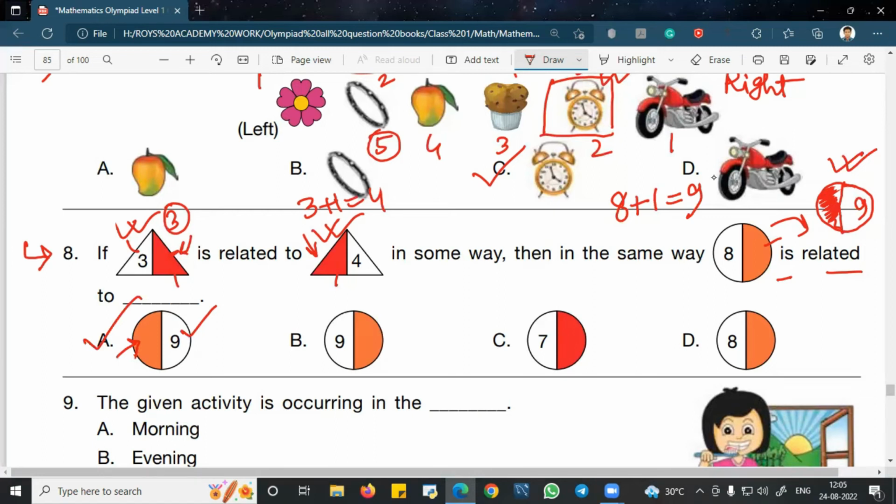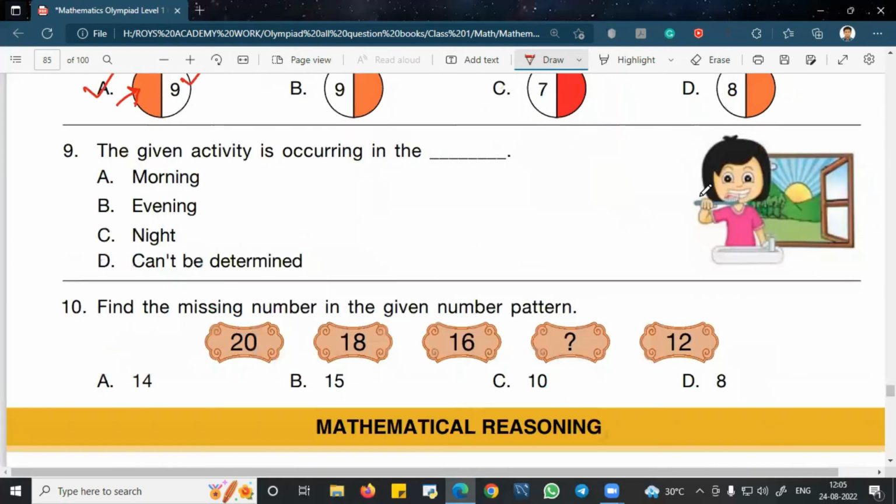Okay, dear student. Now we have to discuss the next one, that is an image or figurative question. In the given activity occurring in the dash, it is asking: in the morning, evening, night, or cannot be determined. What is the meaning of cannot be determined? That from this figure, can we come to the answer or not? So you have to see the figure and tell me which will be the right answer. Okay.